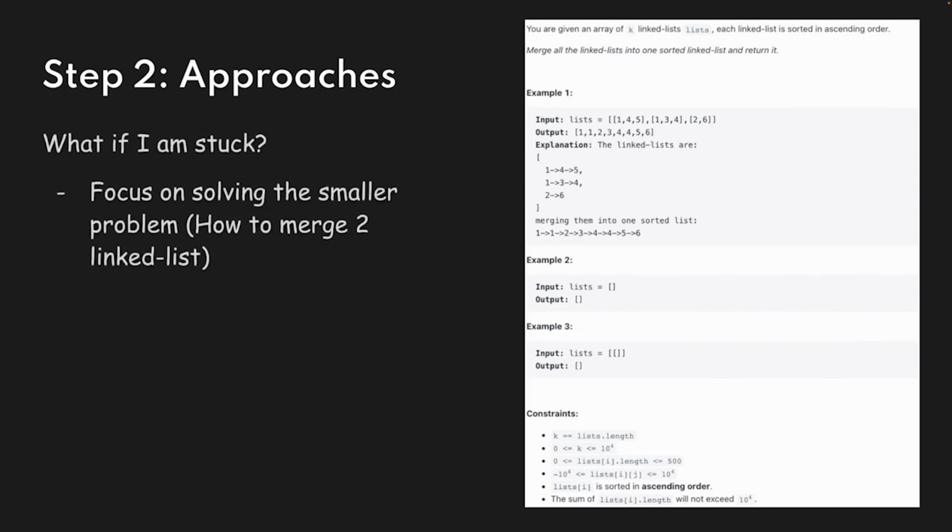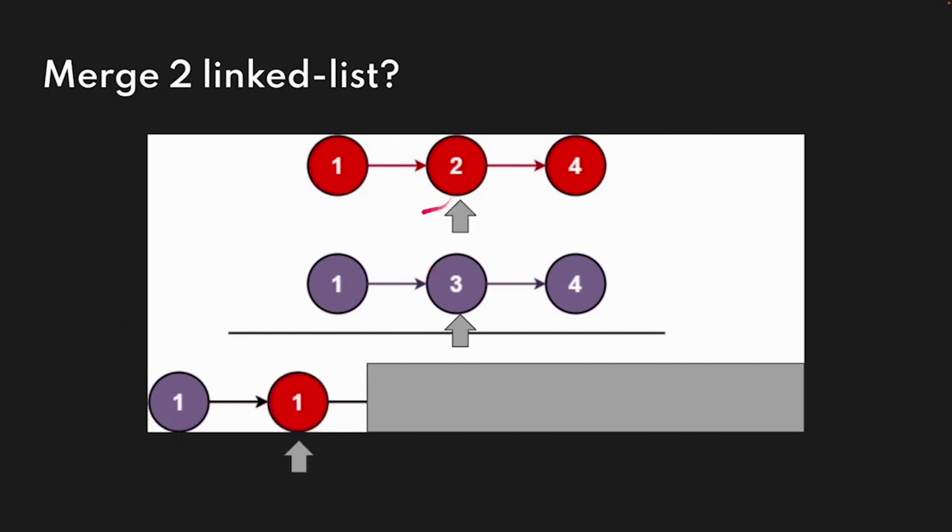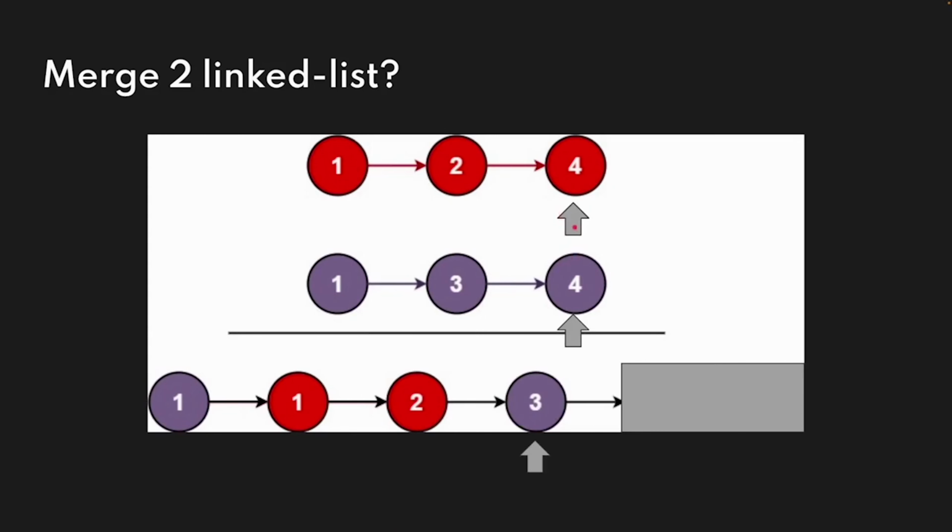For example, if I want to merge 2 linked lists, in this case I have two pointers that point to the head node of each linked list, and then we compare the values. In this case, they're equal to each other, so we take the bottom one. Then since 1 is smaller, we take 1, and we move the pointer to the next node. Then 2 is smaller, so we take number 2. Then you can see 3 is smaller, so we take number 3. Then here you can see 4, they're equal to each other, so in this case we can just take any of them. Let's take number 4.